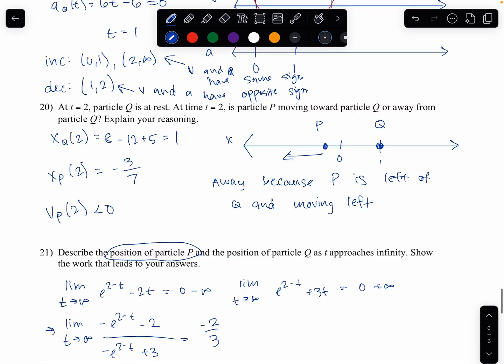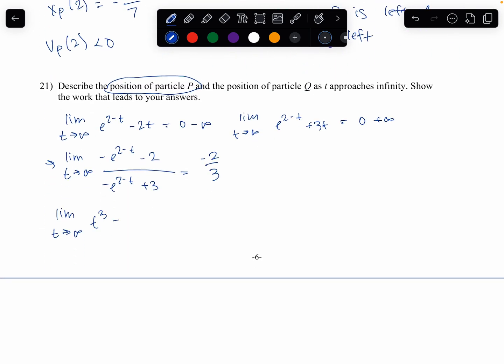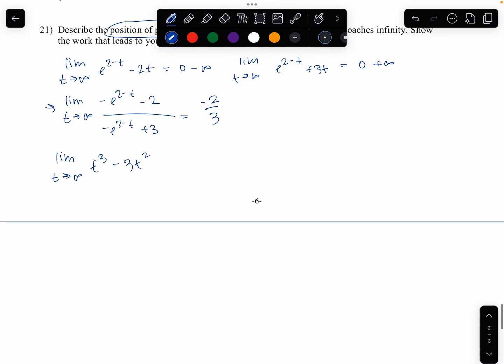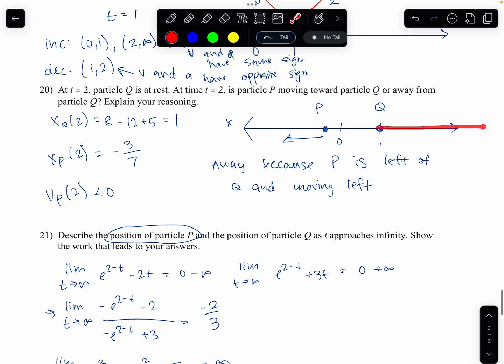Okay, and then let's do the limit as t approaches infinity of particle Q, and particle Q's position is given by t to the third minus 3t squared plus 5. What's going to happen to this particle as it approaches infinity? That is going to approach infinity. So if we think about it here, particle Q is just going to keep going that way. It might do some back and forth initially, but it's eventually just going to keep going to infinity. This particle right here might do this and that, not really sure, but eventually it's just going to go towards negative 2/3. So not very far from where it was at t equals 2.